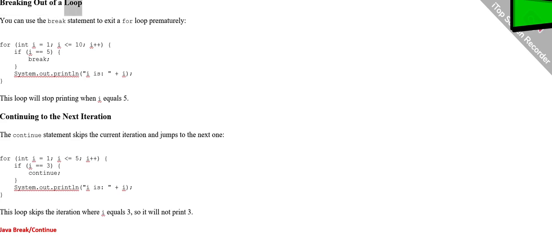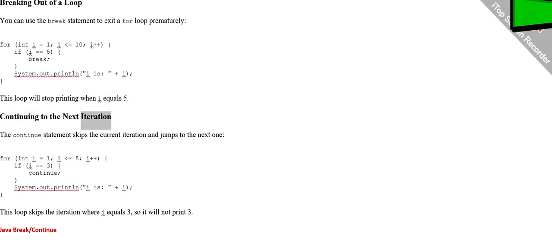Breaking out of a loop. You can use the break statement to exit a for loop prematurely. for (int i = 1; i <= 10; i++) { if (i == 5) { break; } System.out.println("i is " + i); } This loop will stop printing when i equals 5.